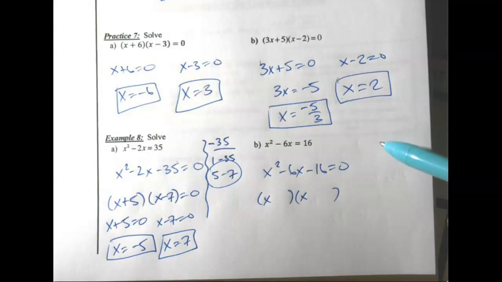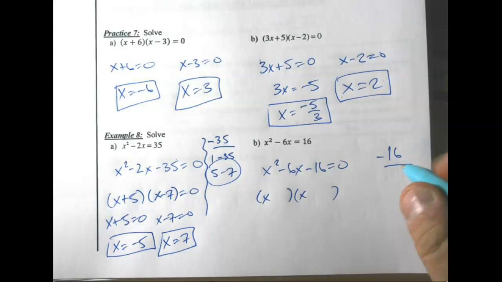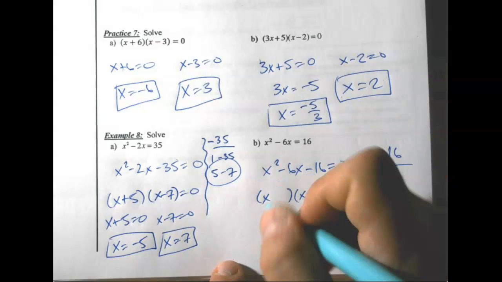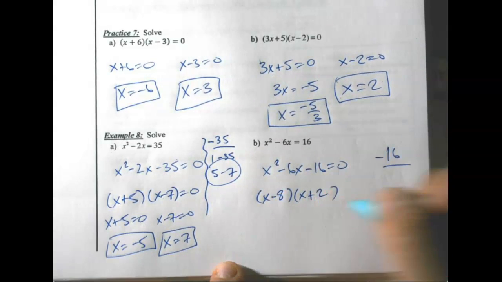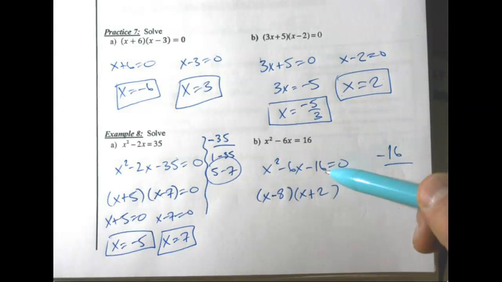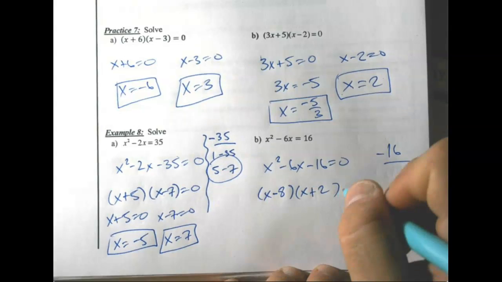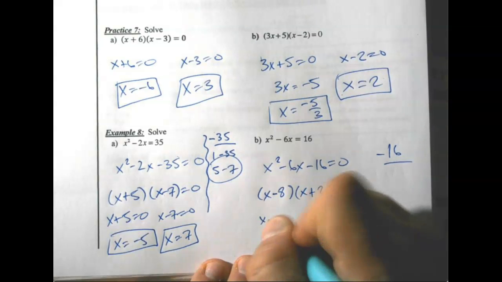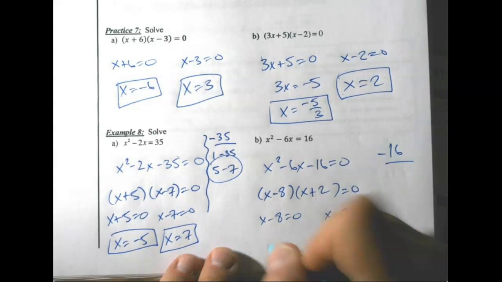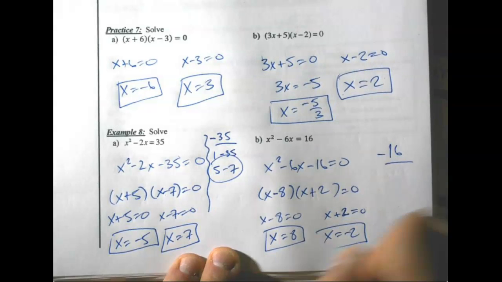negative 6. You can make a list of numbers that you can multiply to get negative 16, but maybe you don't have to. Maybe you just know that negative 8 times 2 is negative 16, and negative 8 plus 2 is negative 6. Again, that's going to be negative 8 and positive 2. Those are my numbers that would work, again, to multiply to give me negative 16, but when I add, I get negative 6. So once I have that, still equals 0, set your factors equal to 0, just so you don't mess up. Solve, right, add 8, x equals 8, subtract 2, x equals negative 2.